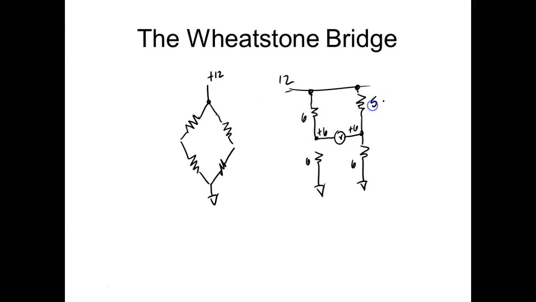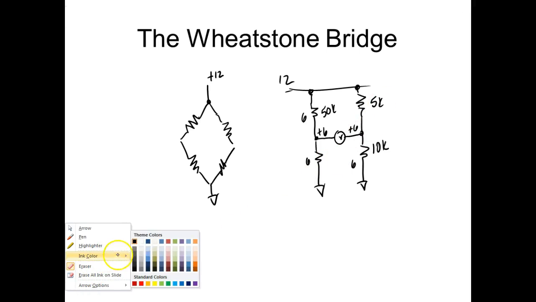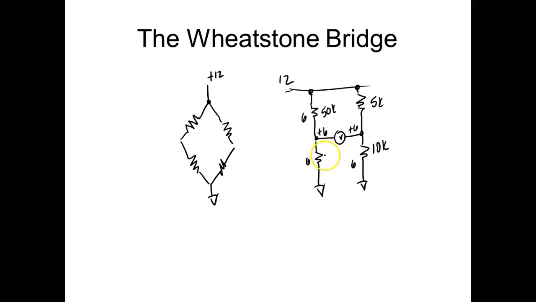I can make this a 5K, and I can make this a 10K, and over here I can make this a 50K, and over here I can make this a 500K. And this thing would still be balanced. Oops, got it backwards. 5K, 10K, I need to double it, right? So this would be 100K.